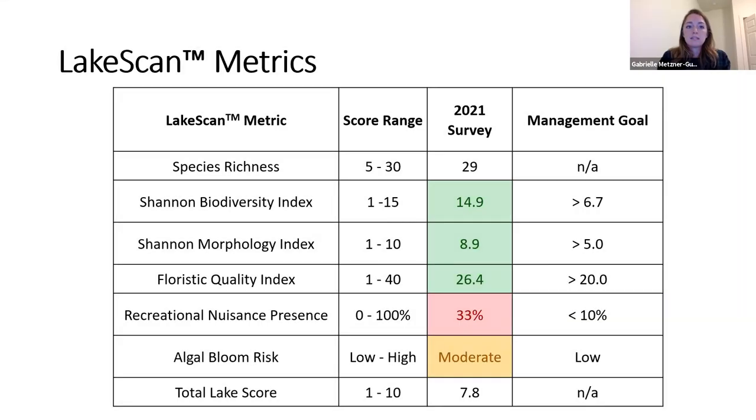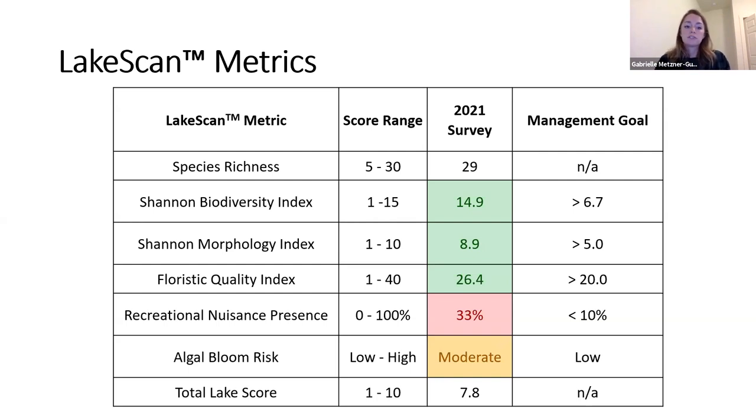Now, the other thing we conduct when we're out there is this: through the information that we collect, we run it through a series of metrics to show you the health of your lake. I can go through briefly what each of these metrics means, and then what your score was, which is the 2021 survey score. We also show the range and then what the goal is for each lake.